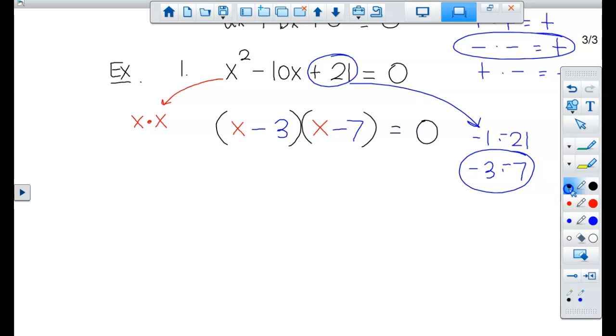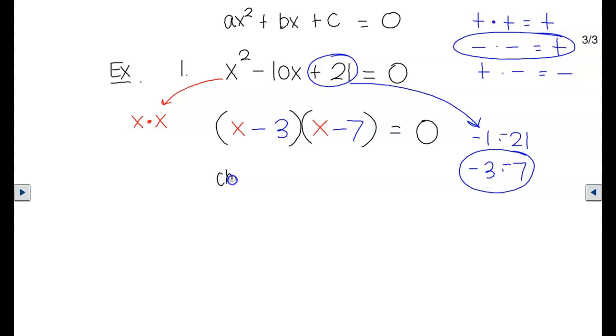So here is our guess. I think that this thing is going to factor as x minus 3 times x minus 7. Now, I need to check that though. So I'm going to do my check step right here. X times x we know is x squared. X times negative 7 is negative 7x. Negative 3 times x is negative 3x. And negative 3 times negative 7 is a positive 21. When I combine the like terms, negative 7x minus 3x is negative 10x. So I get x squared minus 10x plus, oh shoot, I left out my plus sign, plus 21. So this checks. That is correct.